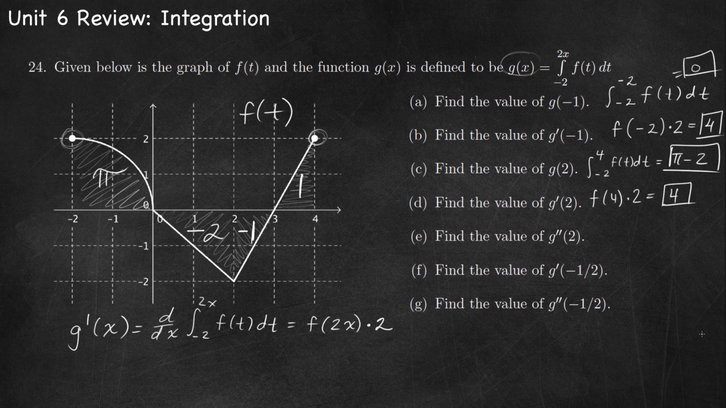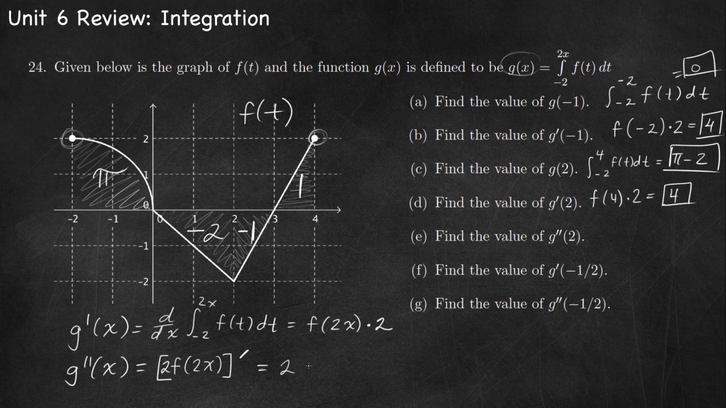Part E, find g double prime of 2. So now we need an equation for g double prime. Let's do that over here. G double prime of x is the derivative of g prime of x. So now I want the derivative of f of 2x times 2. The times 2 I'm going to move to the front like that. So I want the derivative of that. 2 times, my derivative is still going to be 2 times.